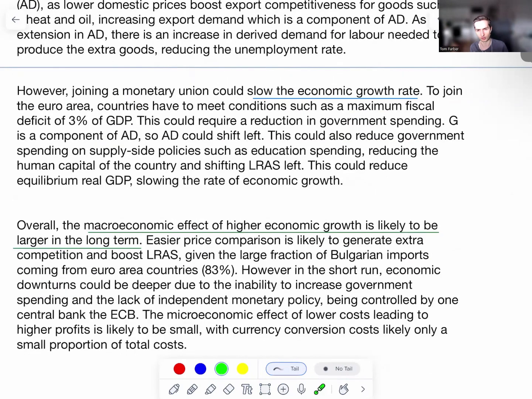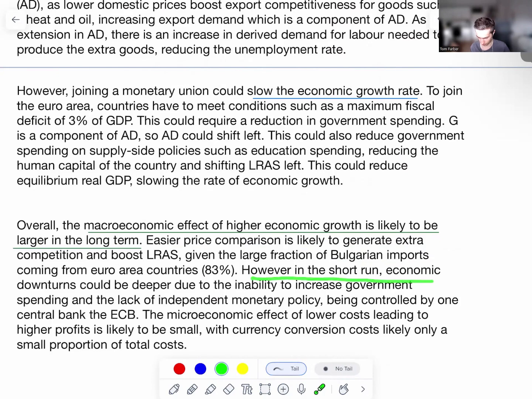Now, for the conclusion for the 25 markers, it's a good idea to try and argue which effect is more significant, the micro effect or the macro effect. And so in this case, I'm arguing that the macro effect of higher economic growth is likely to be larger in the longer term. And that's because, as I've argued at least, easier price comparison is likely to generate extra competition because there's a large fraction of Bulgarian imports that are coming from euro area countries as opposed to other countries outside the euro area.